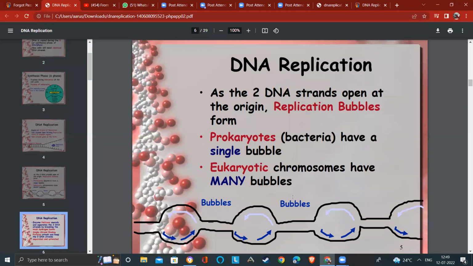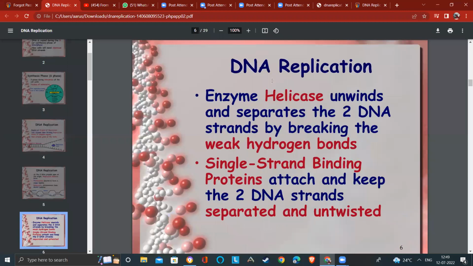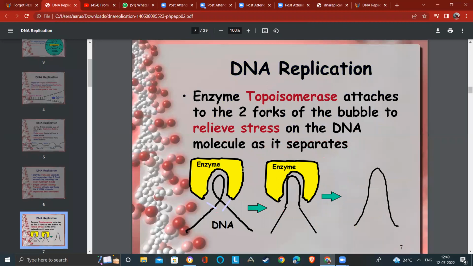And as we mentioned, the helicase will be unwinding and separating the two strands of DNA by breaking the weak hydrogen bonds. You can see the single strand binding proteins attach and keep the two DNA strands separated and untwisted. Here you can see the topoisomerase enzyme, which is attached to the two forks of the bubble to relieve the stress on the DNA molecule as it gets separated.